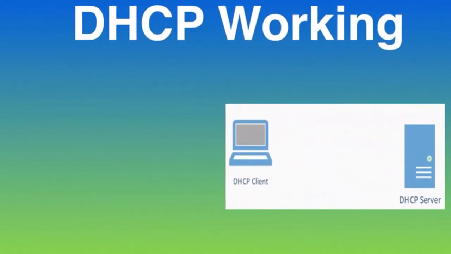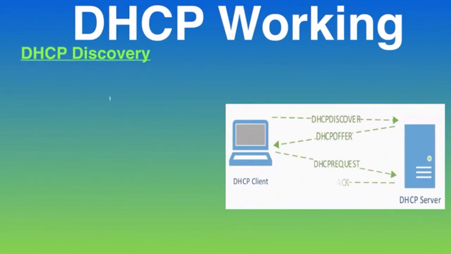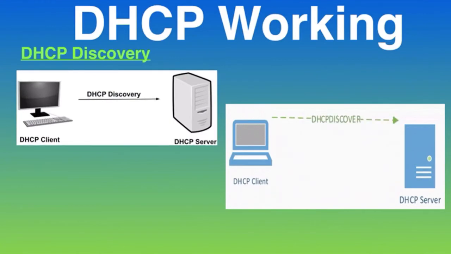Let's see how DHCP works. DHCP works at the application layer to dynamically assign the IP address to the client, and this happens through the exchange of a series of messages called DHCP transactions. There are 4 steps of DHCP communication. First step is discovery. In this step, the DHCP client broadcasts messages to discover the DHCP servers.